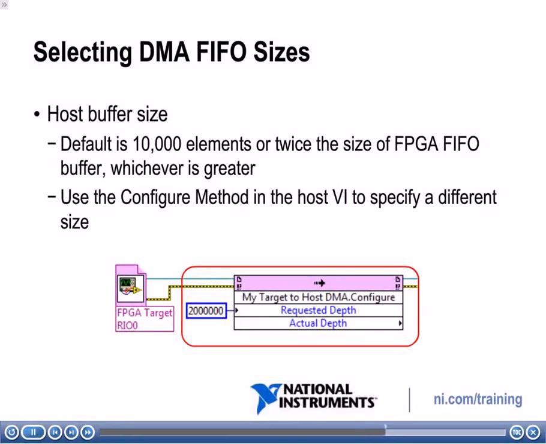Now that you've set the FPGA buffer size, you can also programmatically set the host buffer size. Again, the default is 10,000 elements, or twice the size of the FPGA FIFO buffer, whichever one is greater. However, you can also explicitly configure that by using the configure method as shown here. In this case, we've requested a depth of 2 million elements. You can always increase the host buffer size to something very large if you want to play it safe.